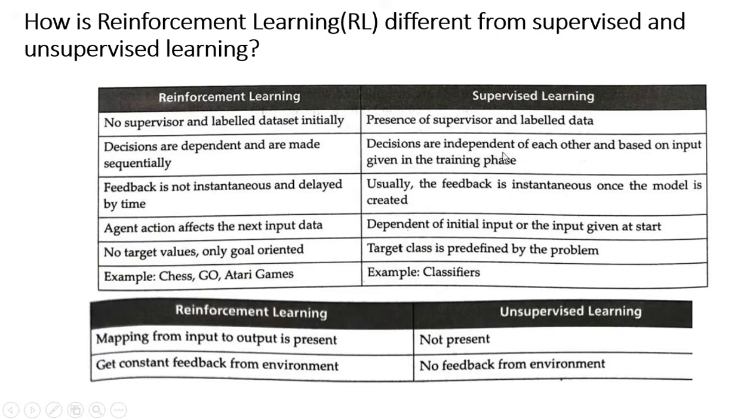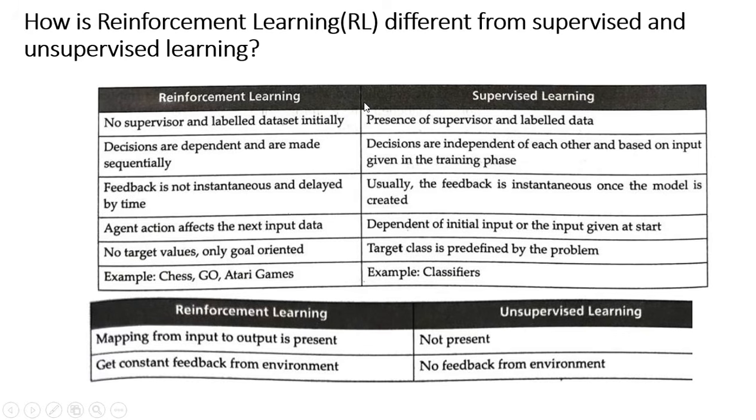Whereas in supervised learning, decisions are independent of each other. The third one is that feedback is not instantaneous. In reinforcement learning, there can be some instantaneous feedback, but many times it is delayed feedback. But in supervised learning, the feedback is instantaneous. In reinforcement learning, the agent's action affects the next input. Whether you got positive or negative feedback, based upon that the next action would be determined. Whereas in supervised learning, the output is only dependent upon the initial input. It is not dependent upon any kind of feedback. There is no feedback mechanism in supervised learning.